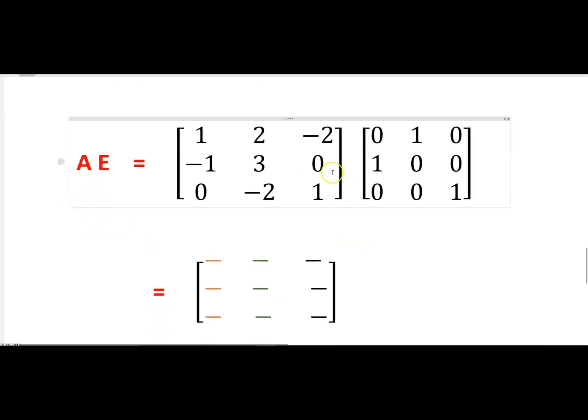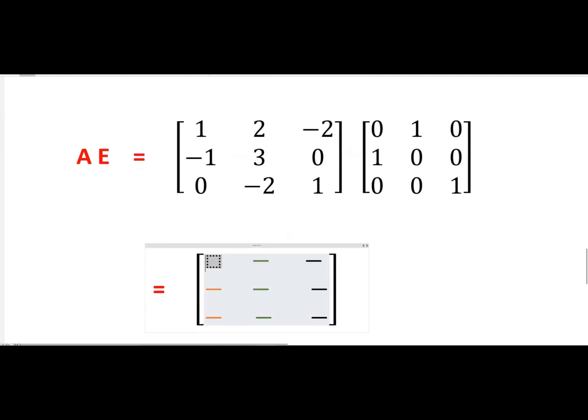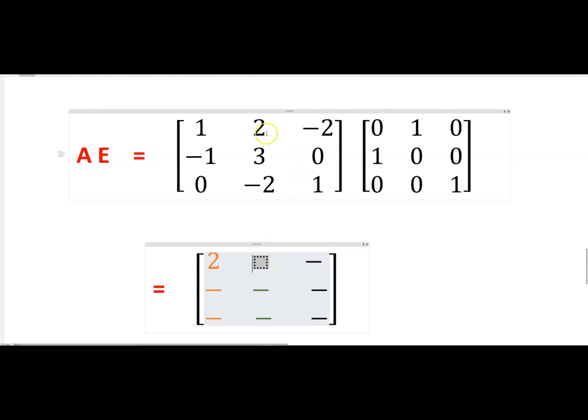So now just multiply it again. You know how to multiply it? Yes. So this will be the first row with the first column, so this will be 2, and after that first row with second column, this will be 1, and after that this will be -2. All right.